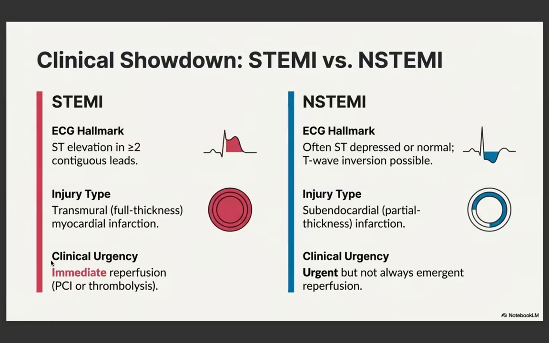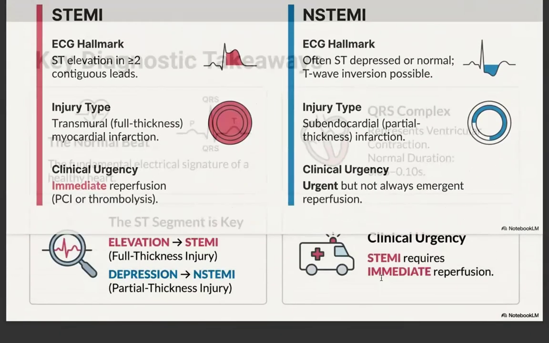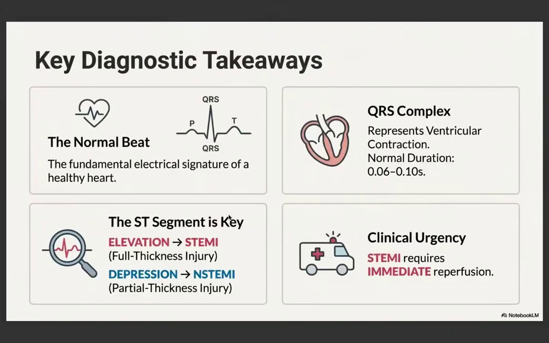Remember, if someone is having a STEMI, they need immediate reperfusion. They'll get thrombolysis or a PCI. For an NSTEMI, it's going to be urgent, but it's not always necessary to do reperfusion in these individuals. So the biggest things to remember for your test: elevation is a STEMI, depression is an NSTEMI. Now that you've actually seen that on an EKG, hopefully those things will make more sense.